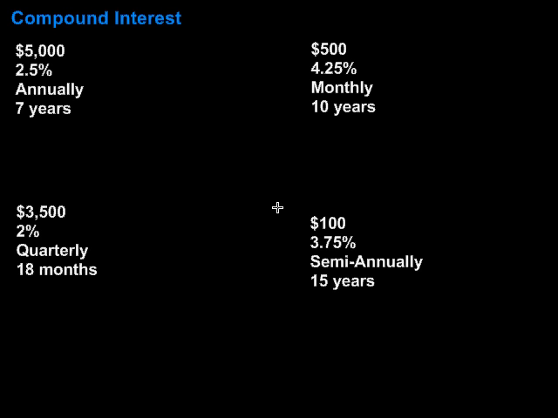Let's take a look at compound interest. Compound interest, the formula, first of all, is A equals P times 1 plus R over N to the N times T power. Now, it's going to be important to know what exactly each of those variables stands for. So let's talk briefly about that.